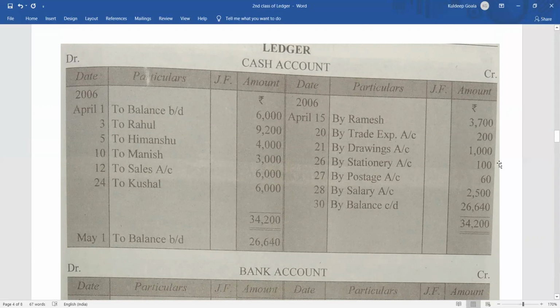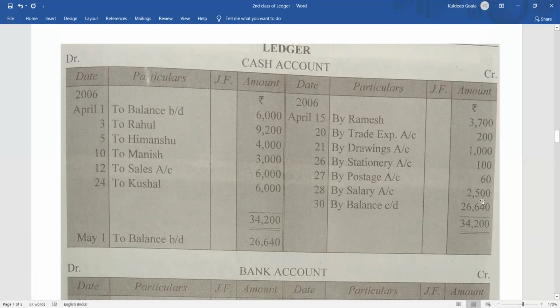Clear? And the credit side total will be how much? It is 7,560 rupees. Since the credit side is less, I'll take the higher side total. Which one is the higher side? The debit side, 34,200. So I'll write 34,200 on both the sides. Remember, it should be in the same line, exactly how you're seeing. Then from 34,200 rupees, you subtract the credit side total, 7,560 rupees, and you will get 26,640.